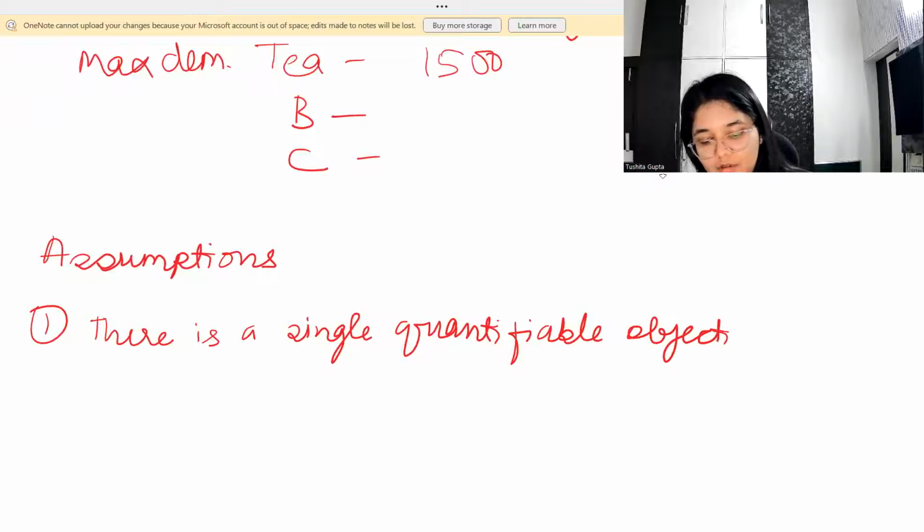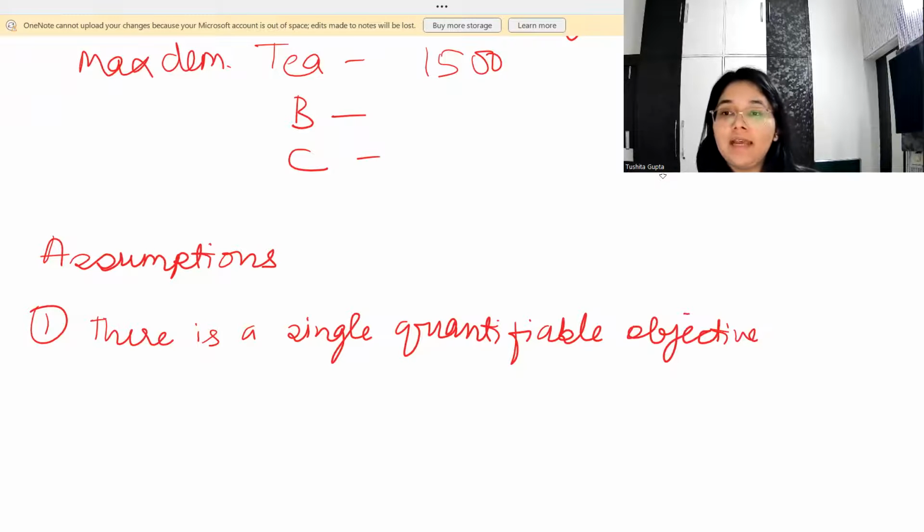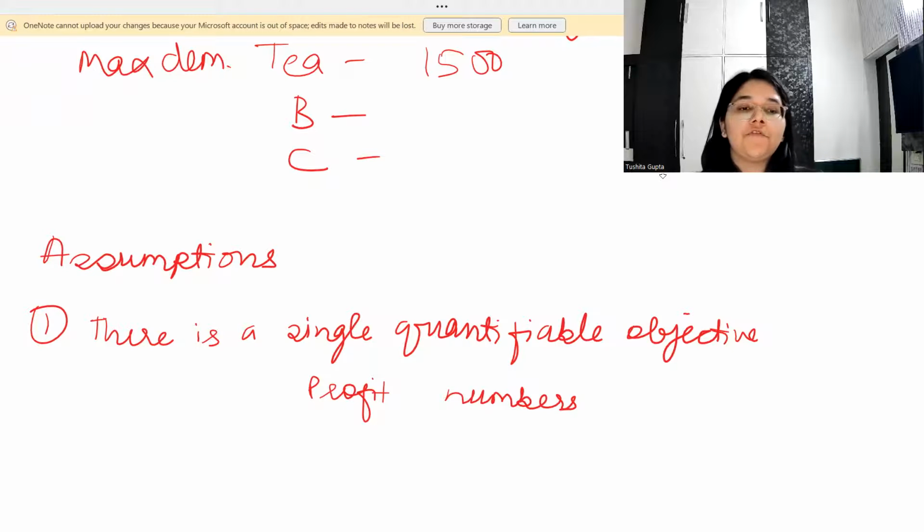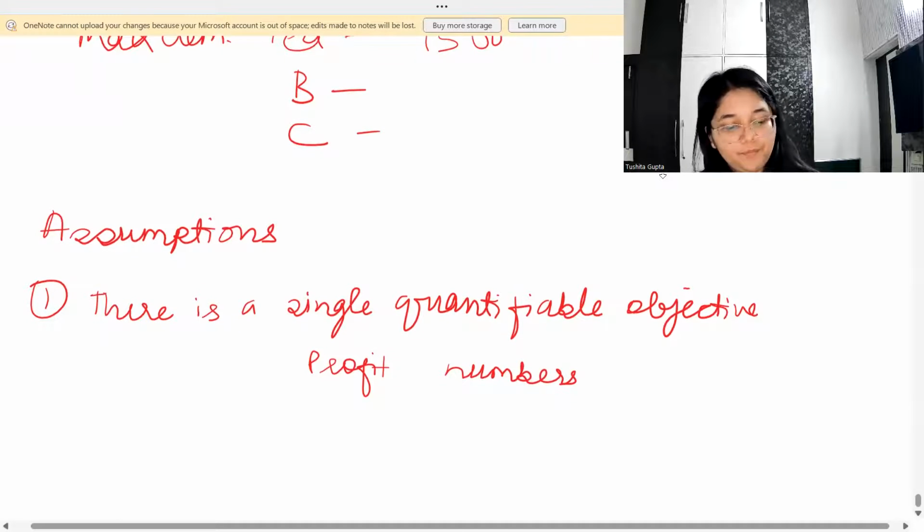This means that, when it comes to what I want to achieve with this entire analysis, I want to maximize my profit. And there's only one objective that I have, which is quantifiable, that this is the profit that I'm going to earn, and profit will always be in terms of numbers. So hence it is quantifiable. It is not something qualitative. It is something which can be put into numbers. So that is why the first assumption is that there is a single quantifiable objective.